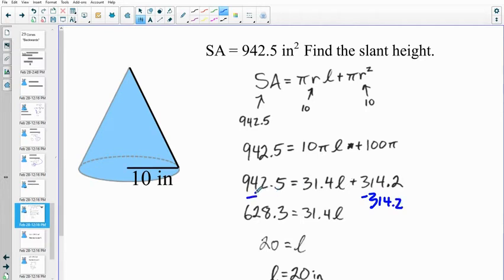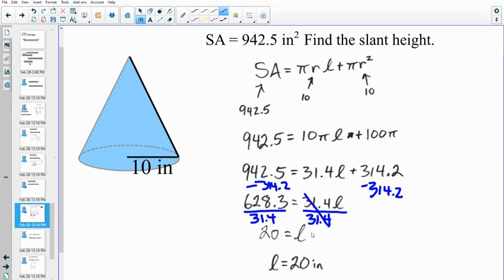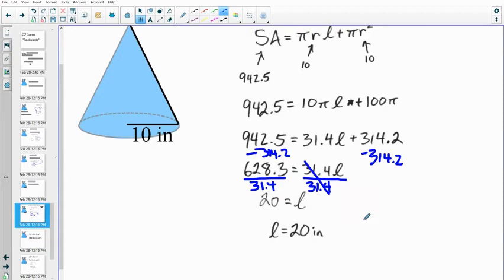And when I subtract 314.2 from 492.5, I get 628.3. And so 628.3 is equal to 31.4 times the slant height. Divide both sides by the 31.4 because I want to get the slant height all by itself. And when I divide 31.4 by 31.4, we get the slant height is 20. Since this problem was given in inches, my slant height is 20.